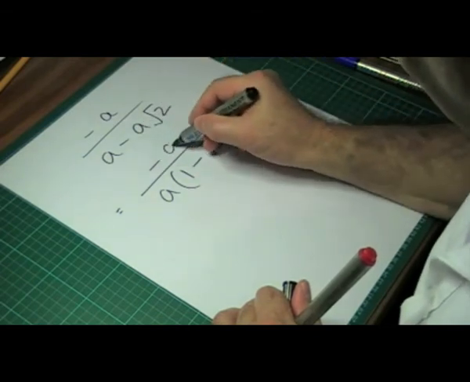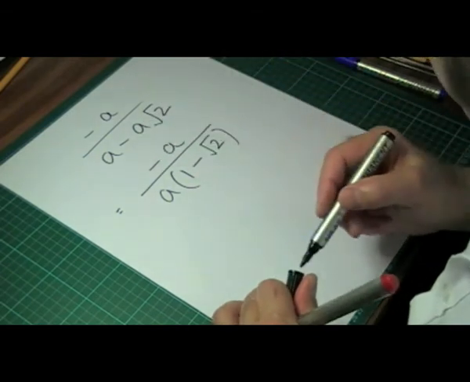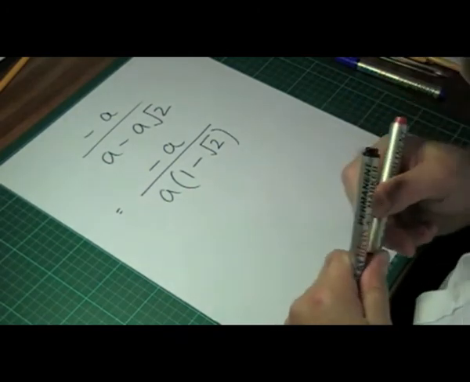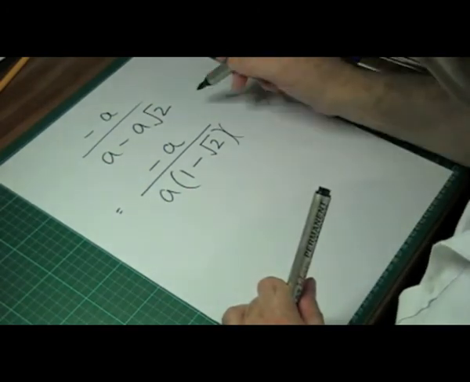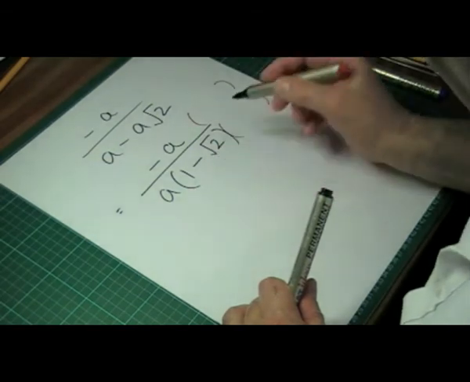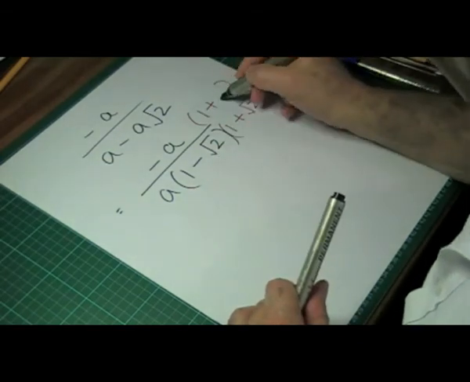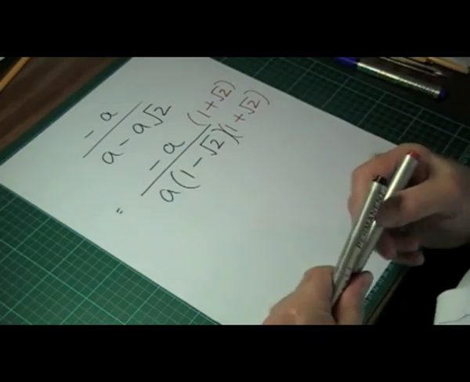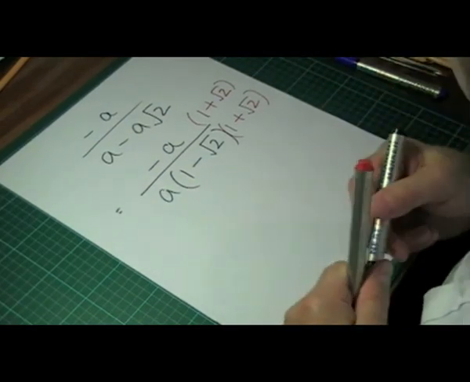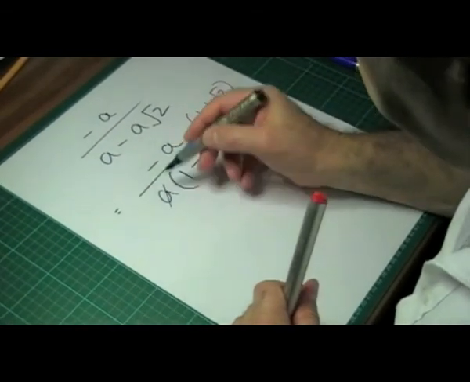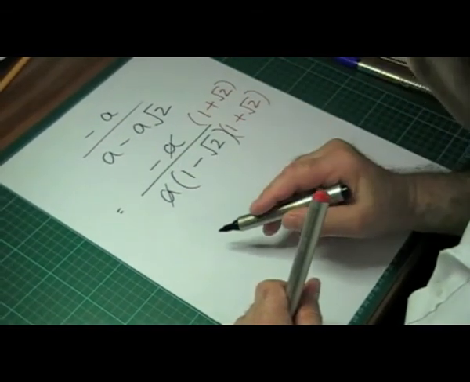And in the numerator we still have minus a. So now we do our usual technique of multiplying top and bottom by something that makes the denominator look like the difference of two squares. Here we are allowed to cancel the a's. We still have that minus sign there.